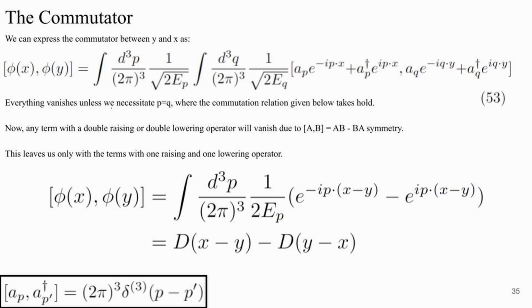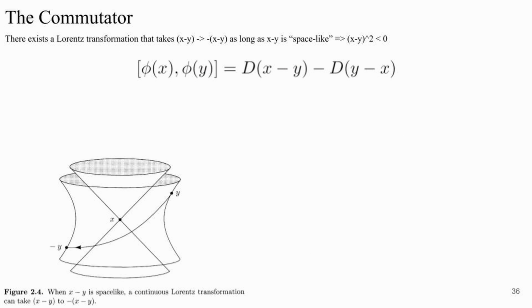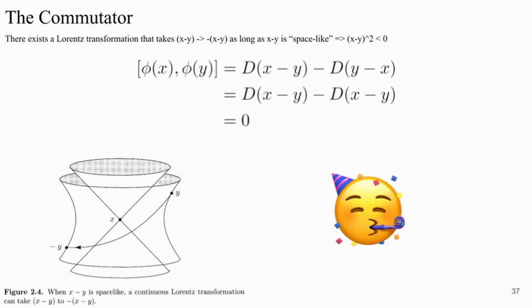This allows us to find a closed form for the commutation relationship between x and y, which we can then express in terms of the Wightman functions, one being a function of x minus y and the other being a function of y minus x. And although it seems like these two terms won't cancel out, we have one more trick up our sleeve, and that's if the difference between x minus y is space-like, then we can find a continuous Lorentz transformation that takes us from x minus y to y minus x. This allows us to rewrite the second Wightman function as D of x minus y so that it cancels out with the first, and thus we get that the commutation relationship between x and y is 0, thus preserving causality.